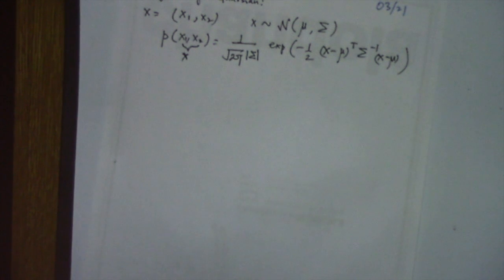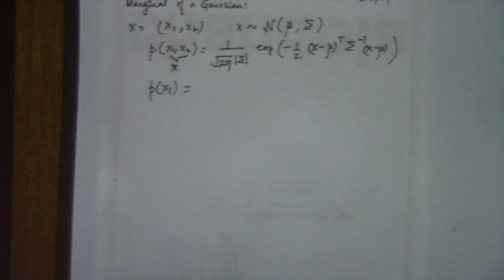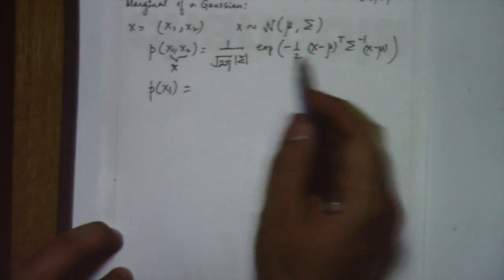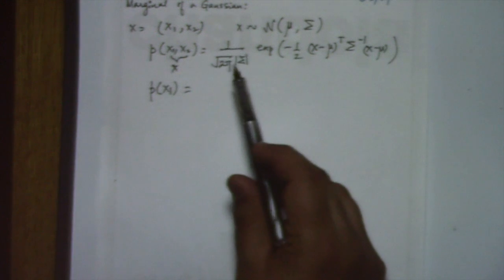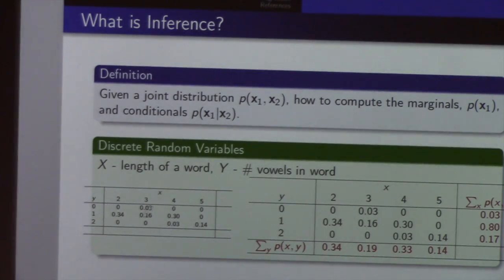Now, if I want to compute the marginal of x1, just x1, what I would do is I would marginalize over all possibilities of x2. So if you go back here, when I asked you to compute the marginal for this discrete distribution, all you did was sum up these values. Now, in our case, our other variable can take infinite values, which means that instead of summing up, you will do an integration.